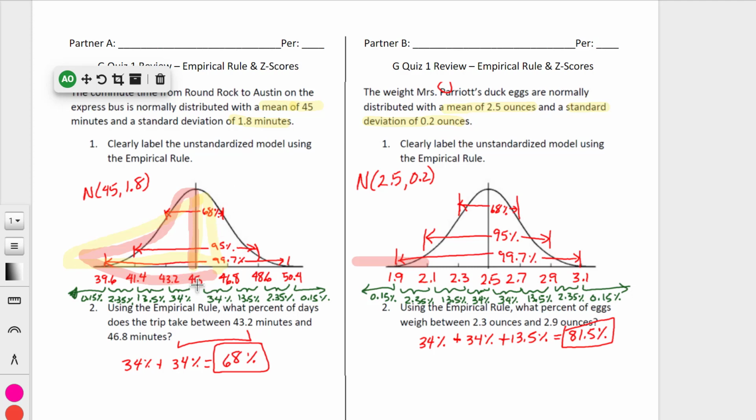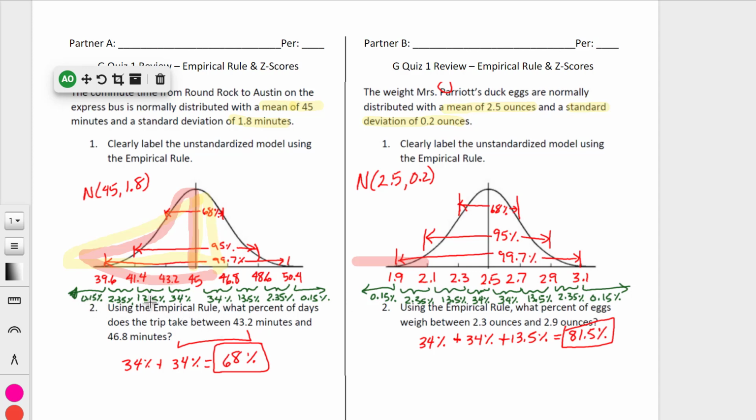The next thing you do is step up by one standard deviation. So 45 plus 1.8 is 46.8. If I add another 1.8, we get 48.6. If I add another 1.8, we get 50.4. And then you can also step down, subtracting 1.8 to get all 7 numbers that you want on the dividing lines. The same thing here: we have 2.5, standard deviation 0.2, so we go up by 0.2, and then we go down by 0.2, starting with the mean.